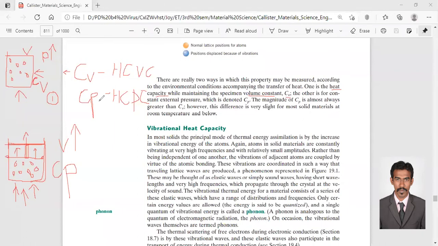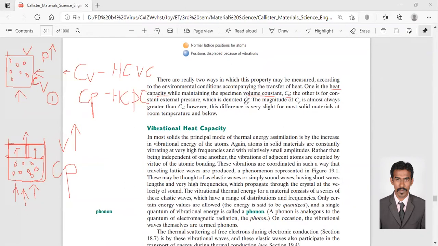So when the volume is constant, pressure will increase. When the pressure is constant, volume will increase. This is like a vice versa formula: if you want to keep one constant, the other one will anyhow increase. If you keep the pressure constant, volume is increasing; if you keep the volume constant, pressure is increasing. So one is constant pressure heat capacity, and the other one is constant volume heat capacity.